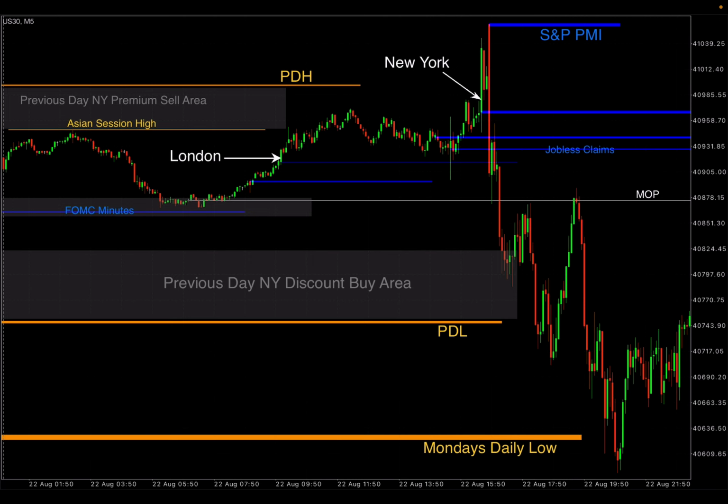Then you wait for the smaller time frame to start reversing. Then you can get into the move. Stop loss at the low, move to break even as price starts to go in your favour and clears a small time frame liquidity pool. And then take partial profits at key levels. Simple as that. That's the 22nd of August.